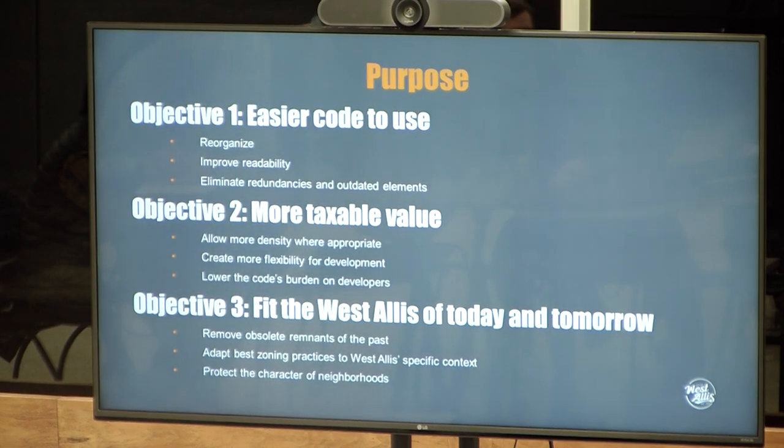So just a refresher on why we're doing this. We've talked about this with you before. We have three key objectives with this zoning code update. The overall number one thing is we want to make it easier to use. Right now it's very long, burdensome, and difficult for somebody who isn't a legal expert to determine what they can and can't do with their property. So we're going to be doing a lot of changes to make that easier. Another goal is to build the amount of taxable value in the city. We want to allow more density where appropriate, help property owners have more flexibility for development, and lower the burden for new projects.